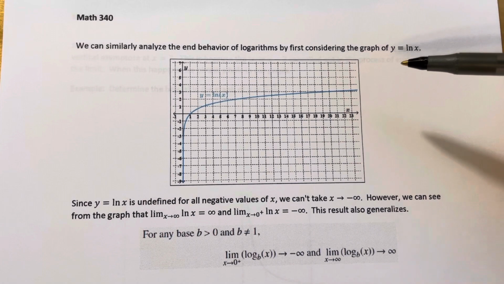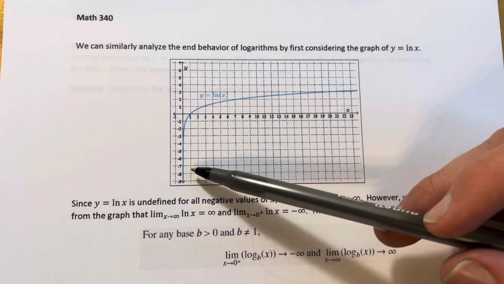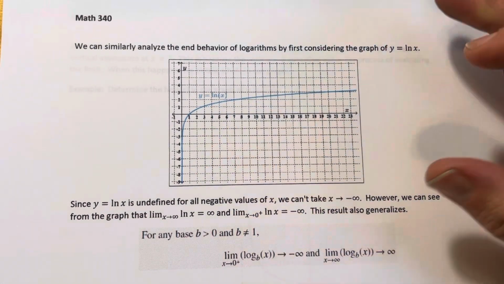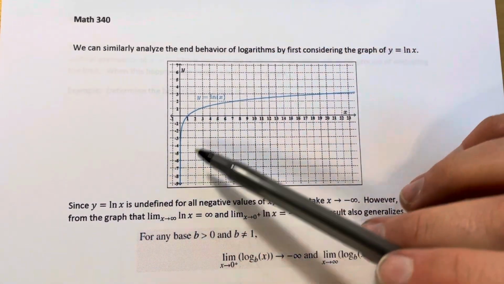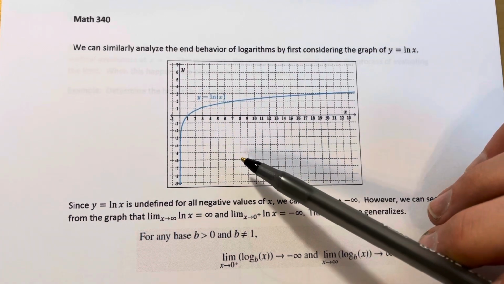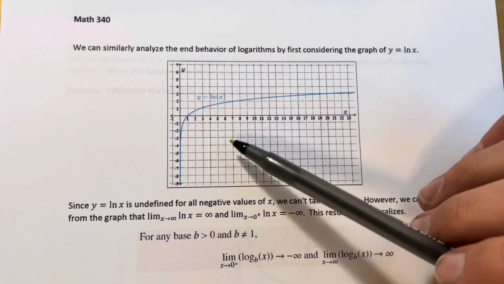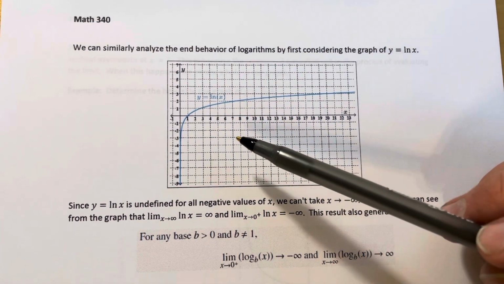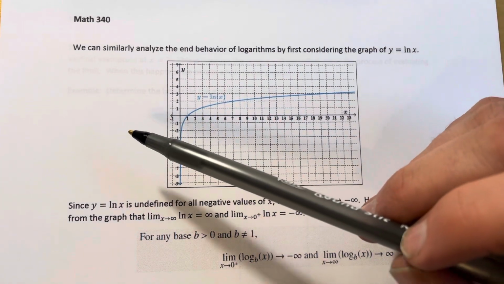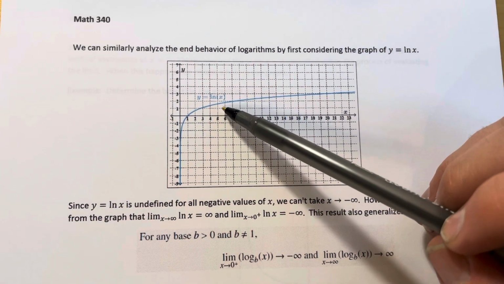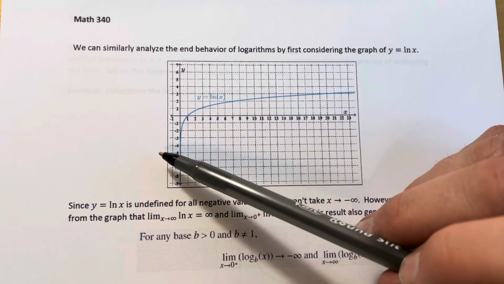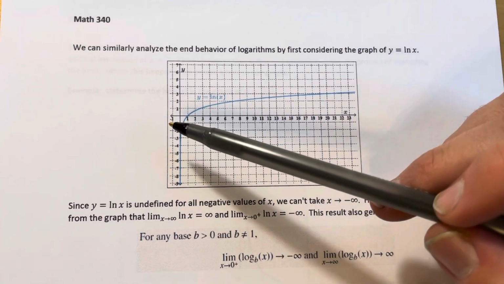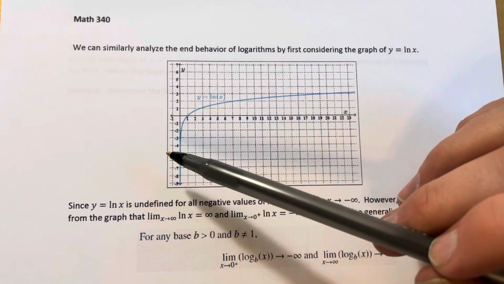We analyzed logarithmic functions and their graphs in the first week of the course, but this is another image of the graph of the natural logarithm. So y equals ln of x. Now, we can look at the behavior of this graph as x approaches positive infinity, but we can't look at the behavior as x approaches negative infinity, because the natural logarithm is not defined for any negative values of x. It's not even defined for 0, it turns out.